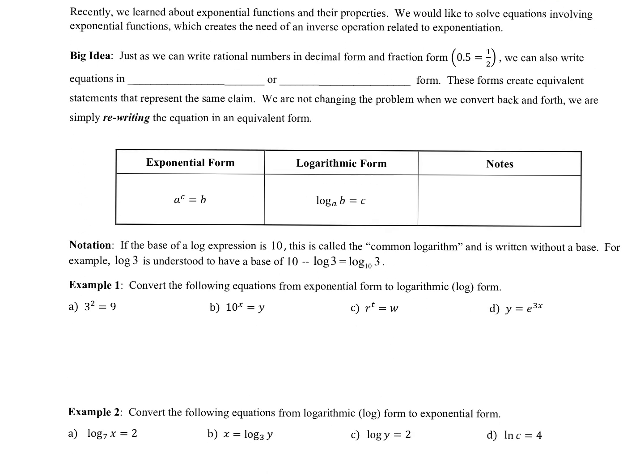Big idea. Just as we can write rational numbers in decimal form and fraction form, we can also write equations in exponential or logarithmic form. These forms create equivalent statements that represent the same claim. We are not changing the problem, we are converting back and forth. We are simply rewriting the equation in equivalent form. So again, we're just manipulating the way it looks to solve what we need to solve.